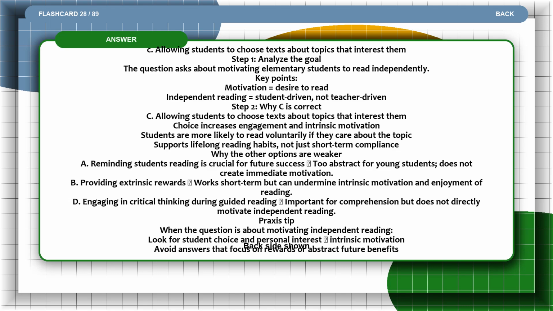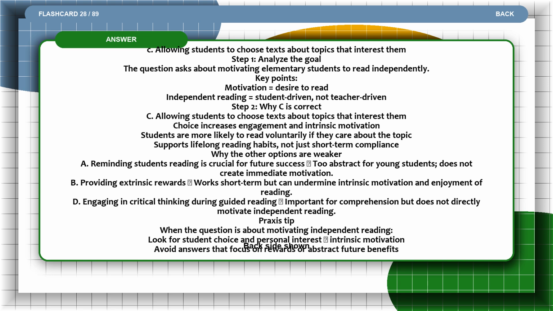The answer is C. Allowing students to choose texts about topics that interest them. Step 1. Analyze the goal. The question asks about motivating elementary students to read independently. Key points: motivation equals desire to read. Independent reading equals student-driven, not teacher-driven.